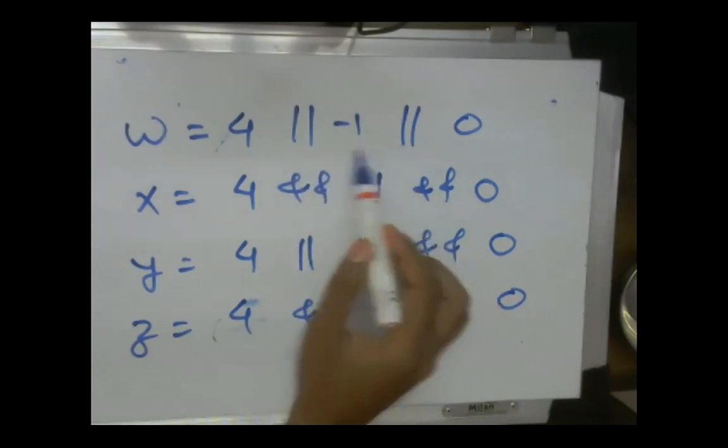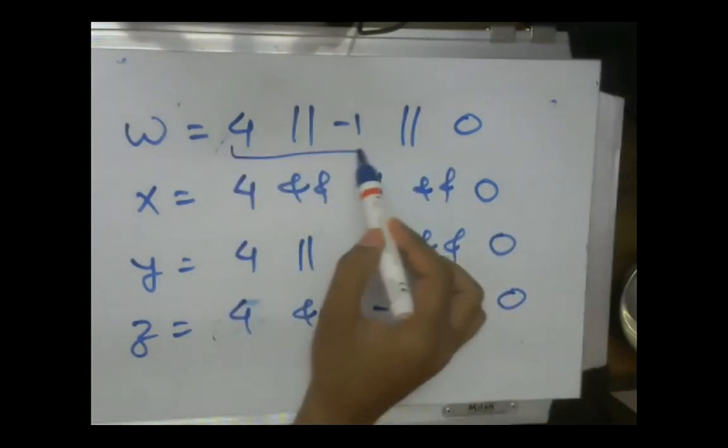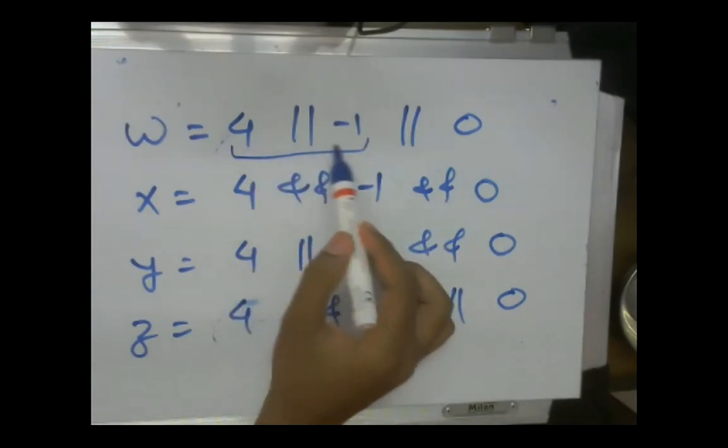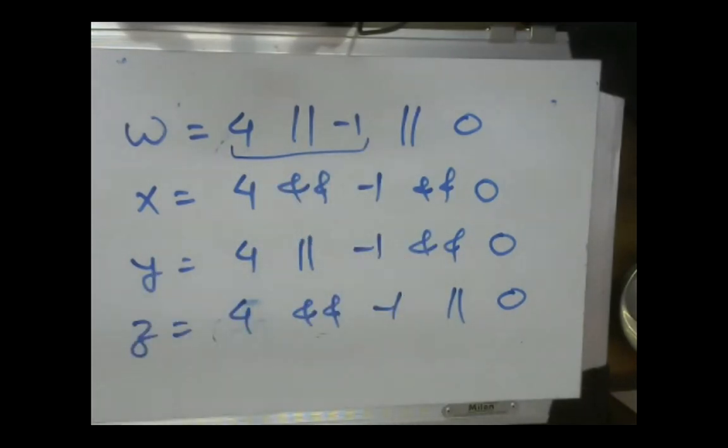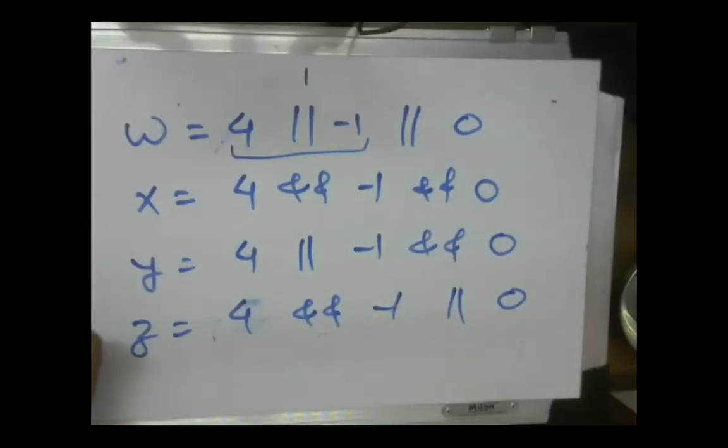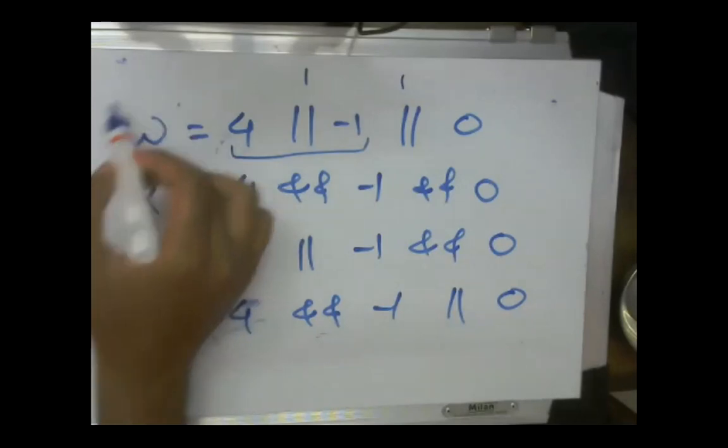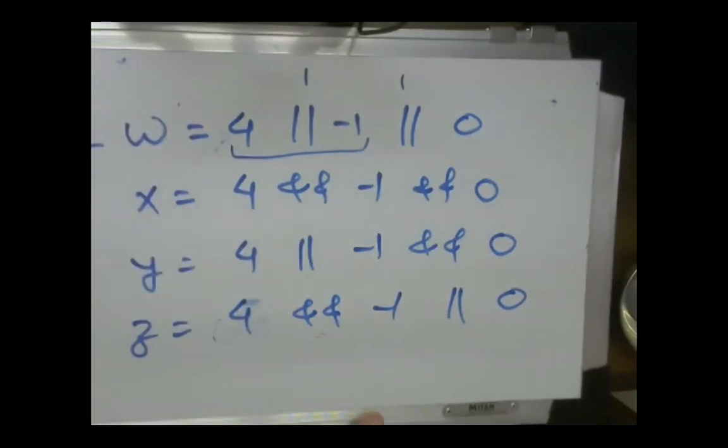The OR operator is evaluated left to right, so this gets solved first. 4 OR with -1 is 1. And 1 OR with 0 is 1. So W is 1, true.